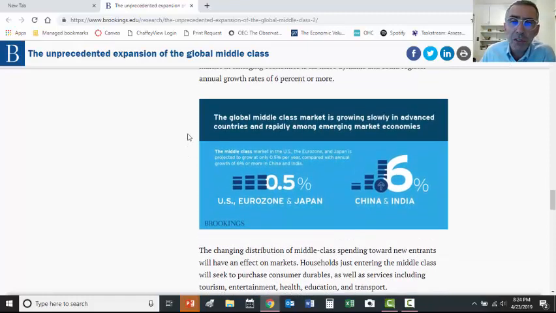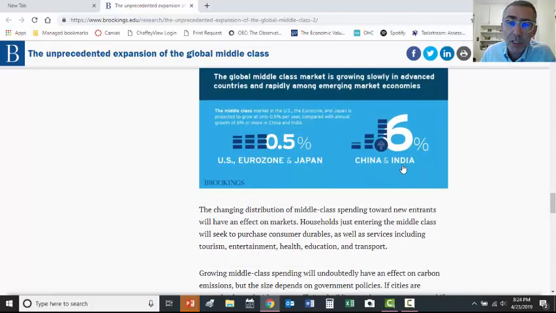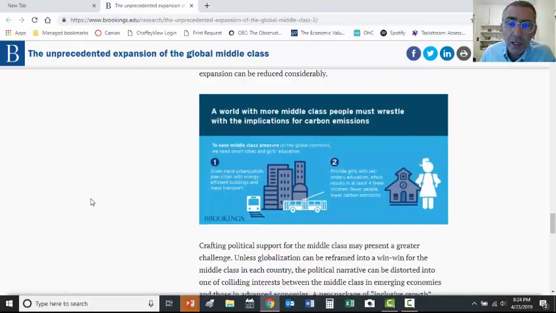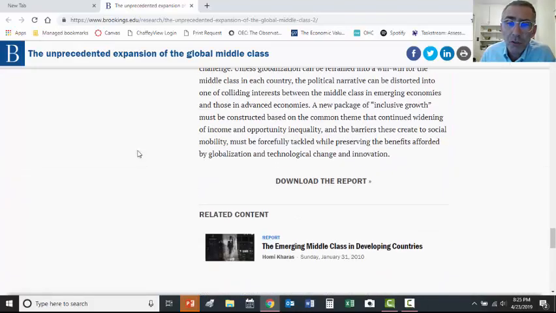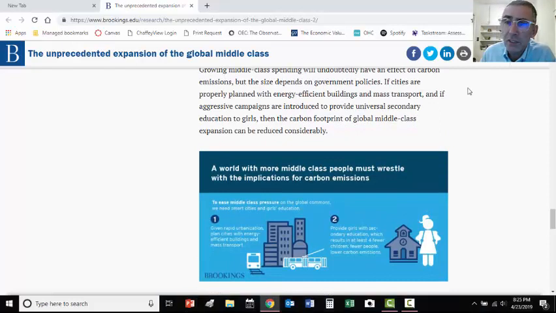Let's see, the global middle class market is growing slowly in advanced countries and rapidly among emerging markets. So we haven't talked about the BRIC countries yet: Brazil, Russia, India, China. That acronym was made popular, I want to say about 10 years ago, because these are some of the 4 fastest growing economies in the world. Things have changed since then, but for sure India and China are still the 2 surviving fast economies of the BRIC. A world with more middle class people must wrestle with the implication for carbon emission. So pollution, of course, is one of the key tenets here.